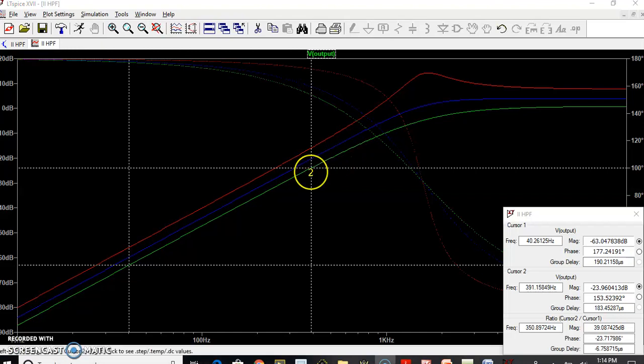If you observe carefully, we have placed cursors 2 and 1. One is at 40 Hz and the other is at 391 Hz, so the ratio of the frequencies is almost equal to 10. The difference in the gain is almost 39.08, so ideally it should be 40 dB per decade, and we are almost close to 40 dB per decade. This is how the frequency response of the high pass filter changes as the gain changes. This is for gain more than 1.56, this is for exactly 1.56, and this is for less than 1.56. Here the gain is 2.5, here the gain is 1.1, and here the gain is exactly 1.56. So this blue one corresponds to the maximally flat response. This way we can do the simulation.